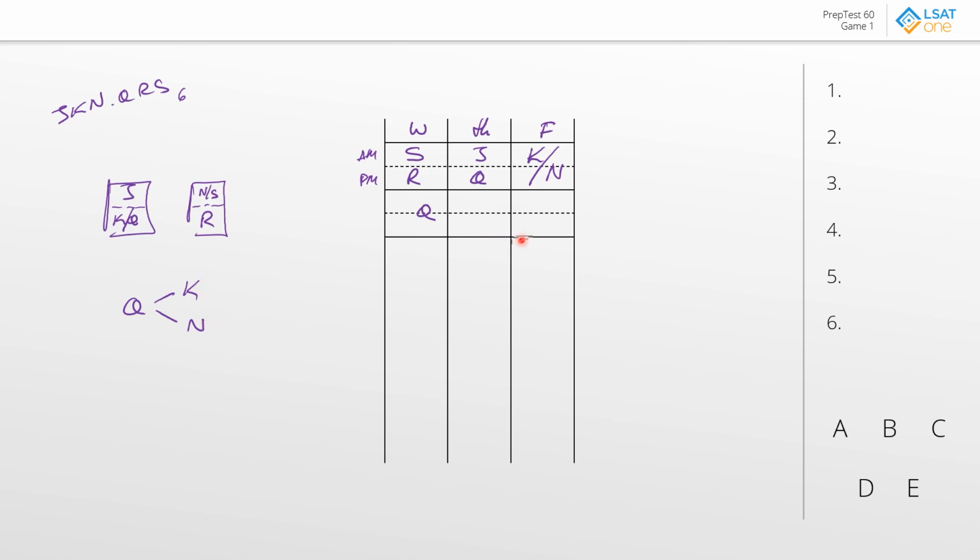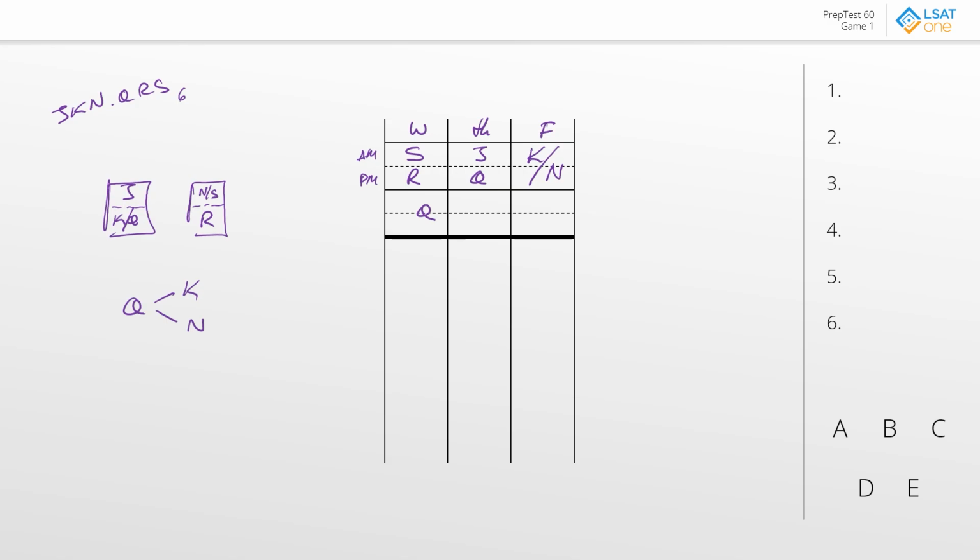They could be on Thursday and Friday split, and then J could go with K still or Q. R could go with the N or with the S. So I suppose this one's a bit more flexible. Yeah. So you know what, that's still pretty good. Let's see what we can do with what we have.